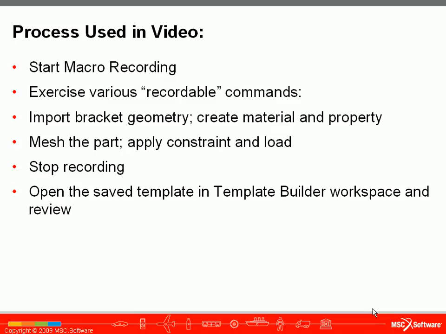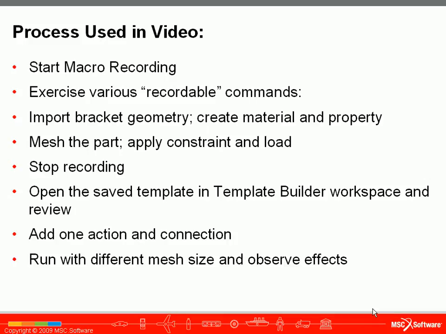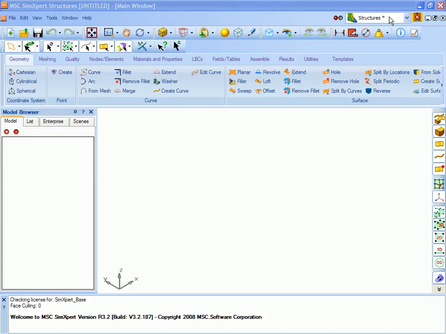We'll then review the saved template in Template Builder workspace and add an action and a connection. Finally, we'll run it again with different mesh size and observe the effects. For this example, we'll be using the Structures workspace of SimXpert.